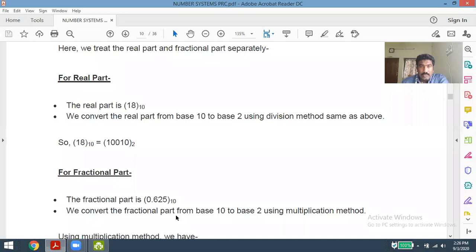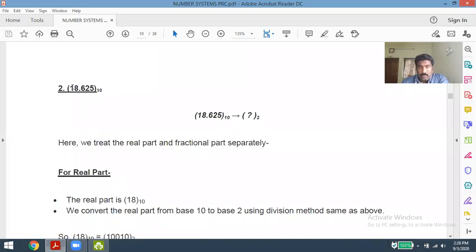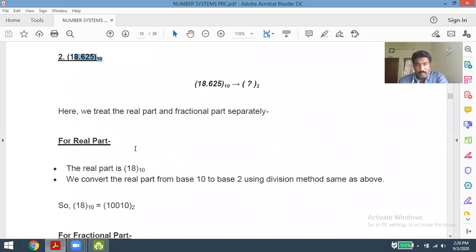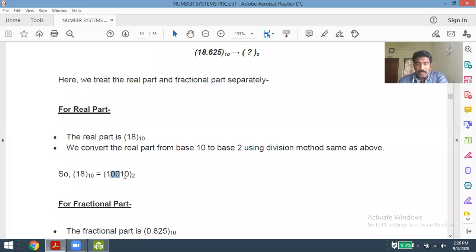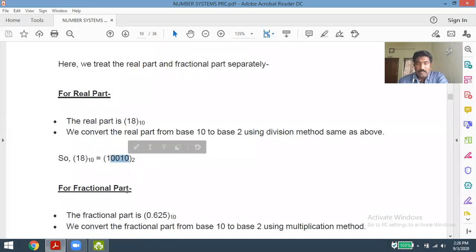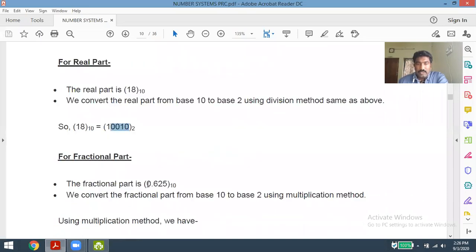Separate this given problem into two parts, 18 and 0.625. 18 is the real part. Do the division operation and get the result. I am getting 10010 base 2. Now coming to the fractional part, I have the fractional part 0.625.